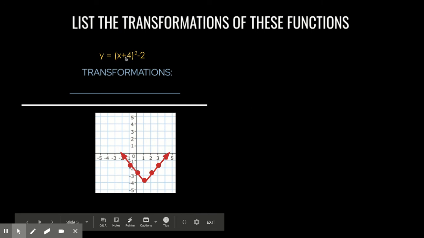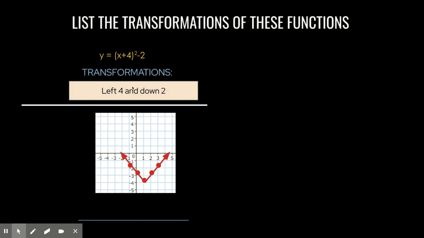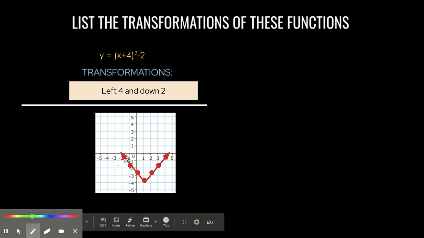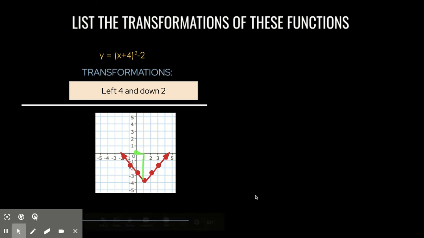So for example, this one has a +4 on the inside. A plus on the inside is left, so that'll go left 4. A minus on the outside is down, so that'll go down 2. This graph is supposed to start right here in the middle. And instead, it's gone right 1 and down 4. Those are your transformations.